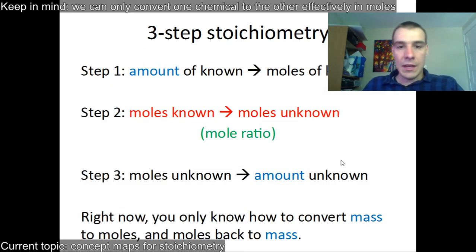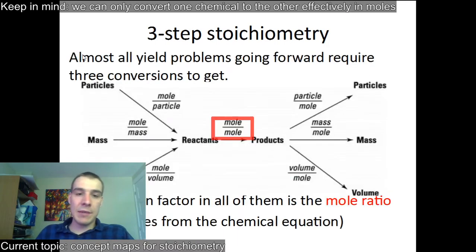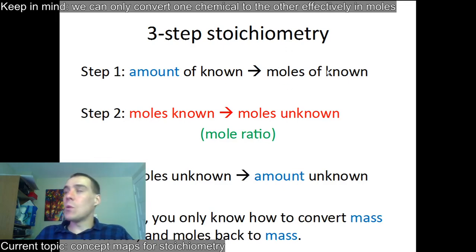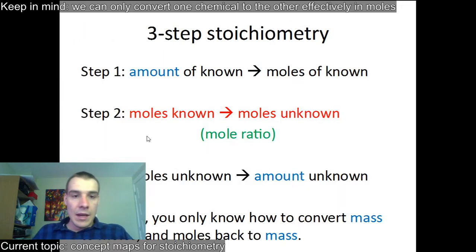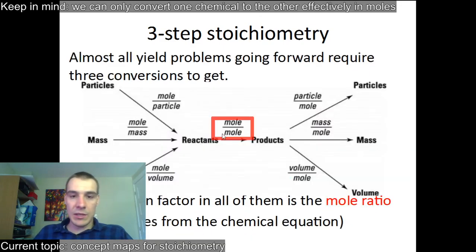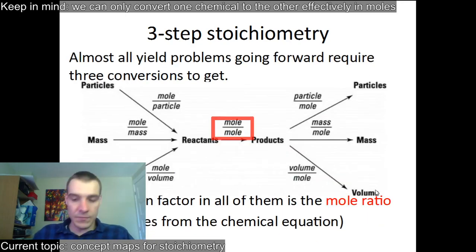Okay, so here's a view of how we're going to do it. Quick little example: start with the amount of your known, and that amount can be a number of particles, a mass, or a volume. Take it to the moles of your known. How many moles of A? Then from moles of A, you're going to go to moles of B. That's your unknown. That uses the mole ratio. Moles of A to moles of B, always the mole ratio. And then from the moles of B, you can figure out the amount of B, like the mass of B, or the particles, or the volume, or whatever.